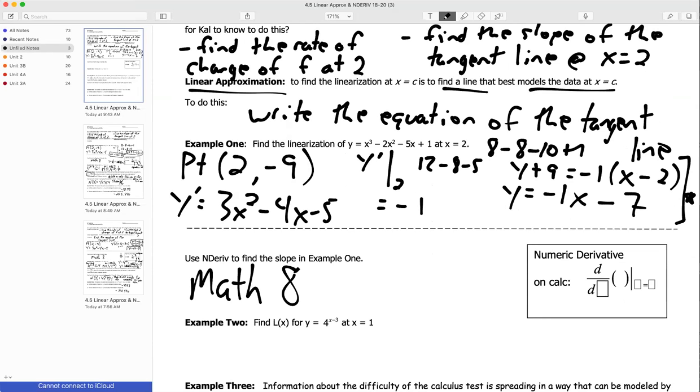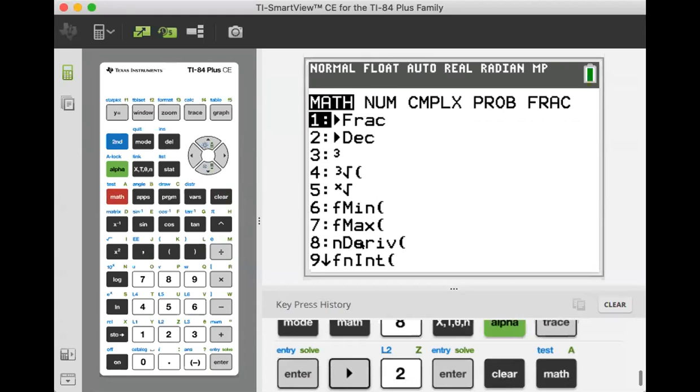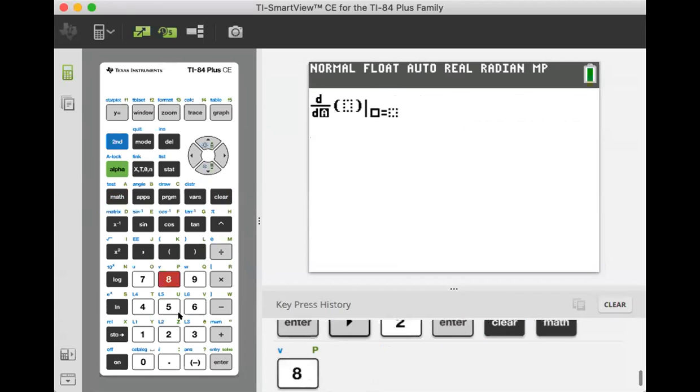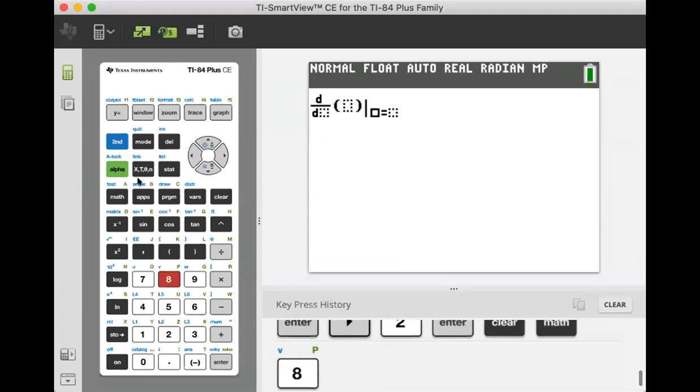But we'll get that. So take your calculator, and I am going to share my screen here with the calculator. So you need to go to Math 8. So I'm going to click on Math. Notice option number 8 is nDeriv, which means that your calculator will calculate the derivative at a point. So I'm going to select 8, and it comes up into this notation, at least if you're using one of the newer calculators, right? And so this notation, I need to put an x in here.